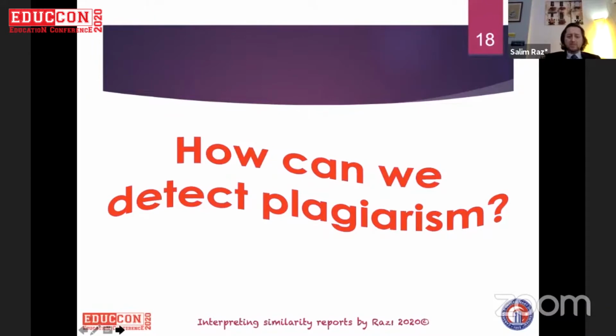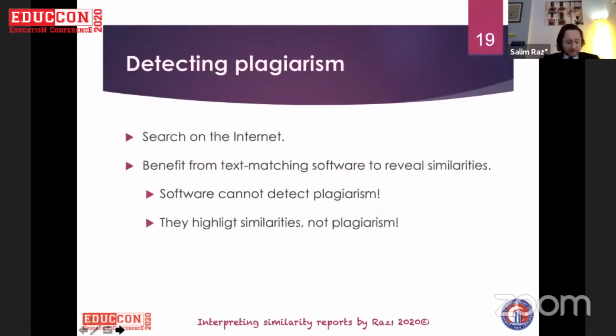Okay, for detecting plagiarism, as I explained previously, we can benefit from text matching software. But if you do not have any access to text matching software, of course, you can check yourself on any search engine on the internet. I wouldn't suggest you try free so-called plagiarism checkers. They are not plagiarism checkers, these so-called plagiarism checkers available freely on the internet, because some of them might be misleading you.